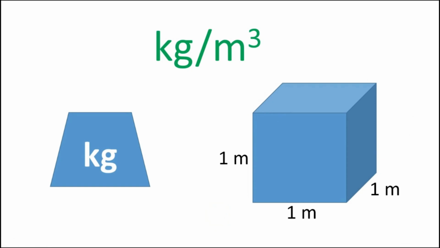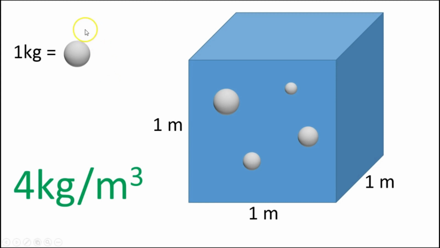So let's look at some examples. If each sphere is equal to 1 kilogram, this cubic meter contains 1, 2, 3, 4 kilograms of mass. So that would be 4 kilograms per meter cubed. And that's a measure of its density. Another example would be 1, 2, 3, 4, 5, 6, 7 kilograms in 1 cubic meter. So it would be 7 kilograms per meter cubed.